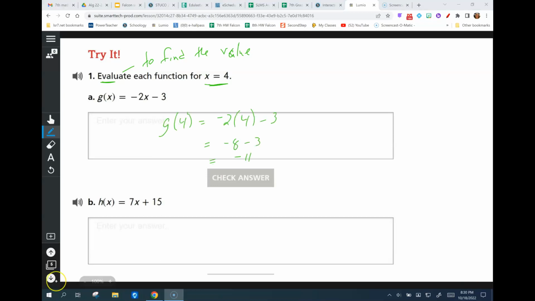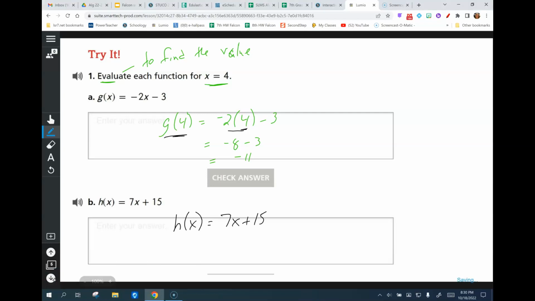Try it. Go. Did you find out that g of 4, you plugged in 4 wherever you saw x, and then you just simplified it using your order of operations? I'm going to multiply first and subtract, and I get negative 11. Good. Do B. Go.